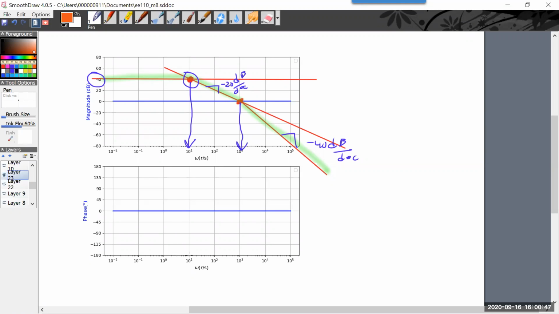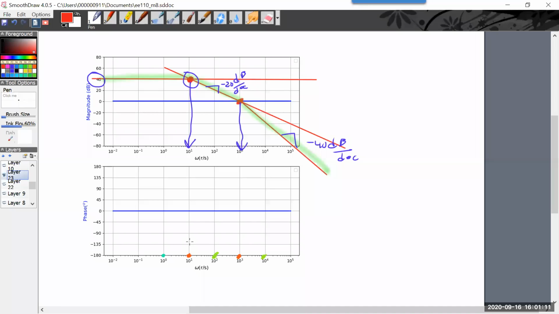So we have a pole at 10. We have a pole at 1,000. That means we have to go 10 below and 10 above the first pole, and that means we have to go 10 below, which just so happens to be the above, and here.